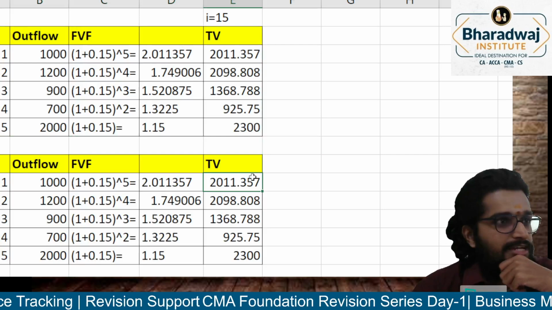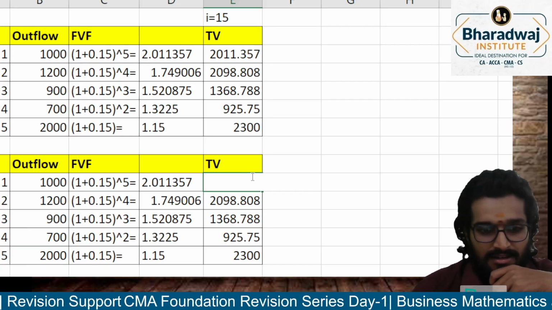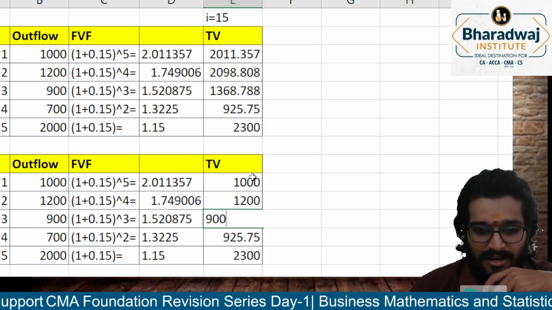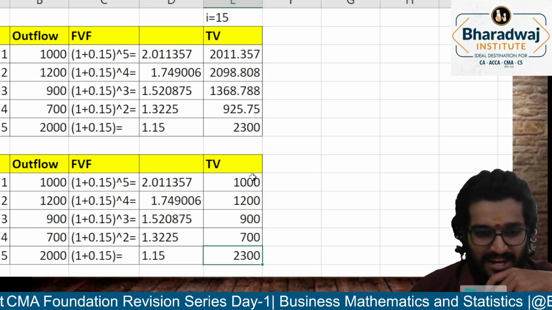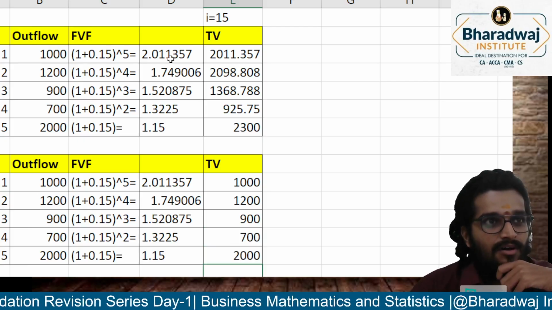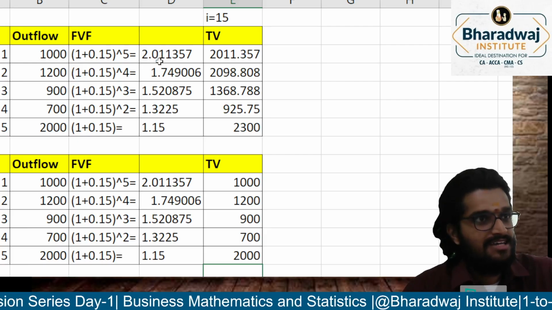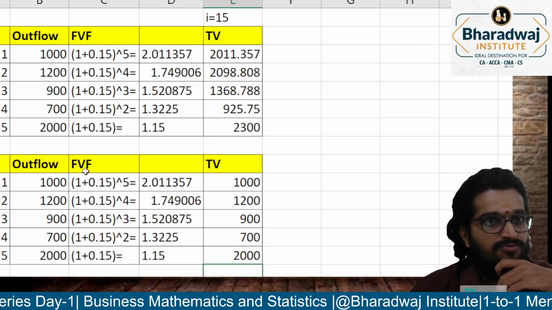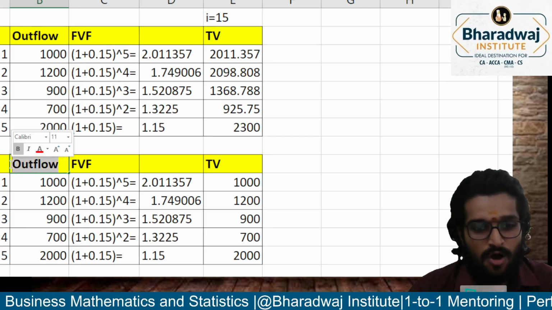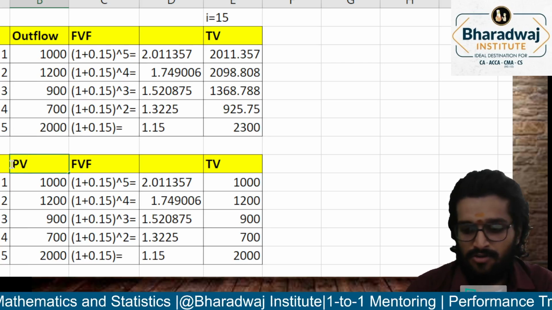That is, I should get 1000. I should get 1200. I should get 900. I should get 700. I should get 2000. Any amount which you have invested for 5 years should give 1000. What is that? It's not outflow, it's present value. How will you find?